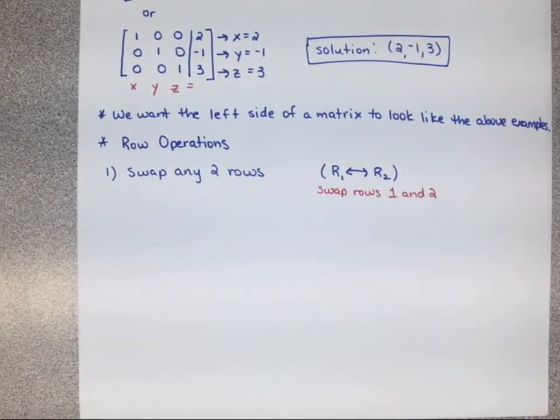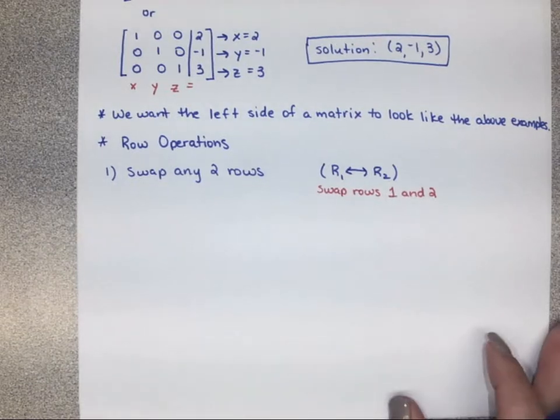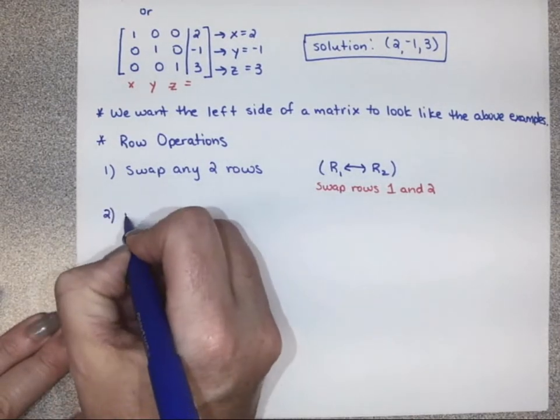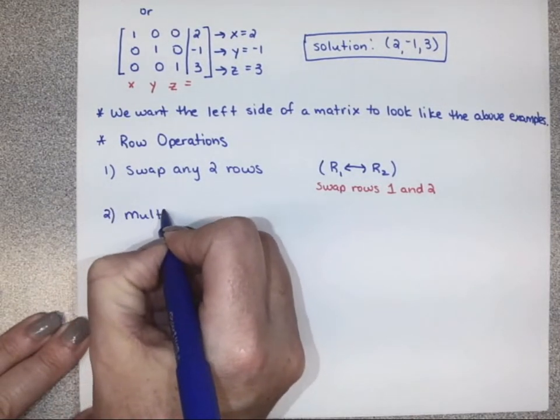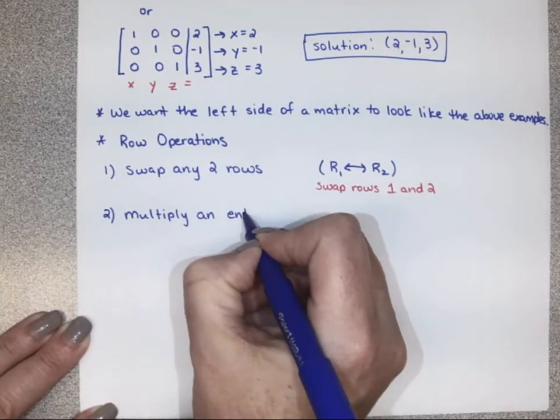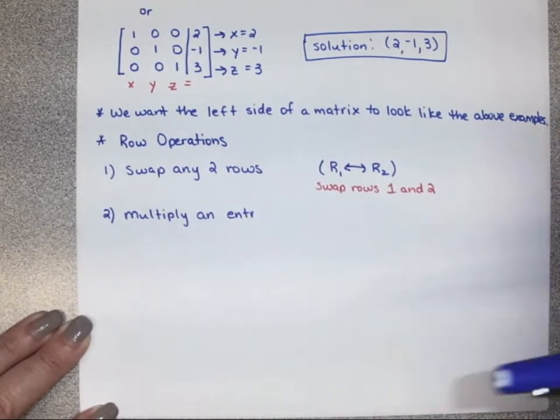Okay, so it's probably the easiest row operation we can have. You can swap any and all rows so that you can get the pattern that you want. All right, so the second thing we can do to any row is multiply an entire row by any constant we want.